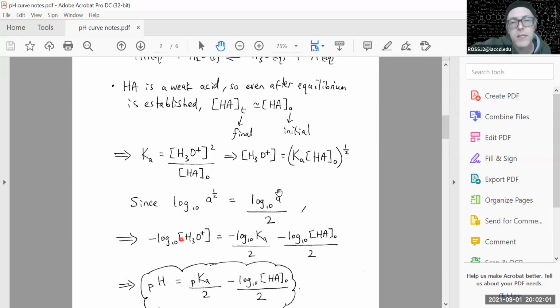So we can rewrite this. We take our original hydronium expression and take log base 10 of both sides, and we have this coefficient a half come down. And again, we have it for this product here. We have a product, don't we? A product of Ka and HA. So we have the coefficient applied to both the Ka and the HA.